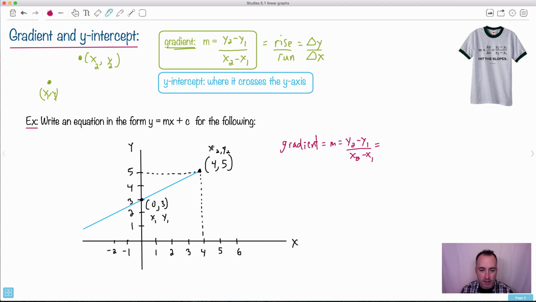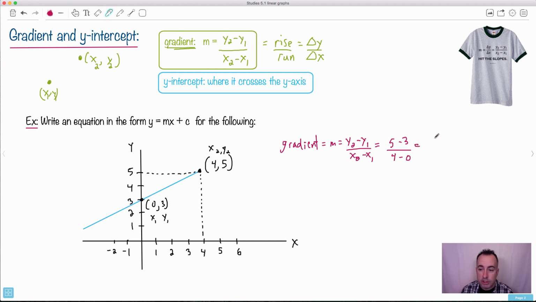So what do I get here? I've got y2, which is 5, minus y1, which is 3. So I've got 5 minus 3 over, and for the x's, x2, which is 4, minus 0. Sorry for taking longer. There we go. So what's that?